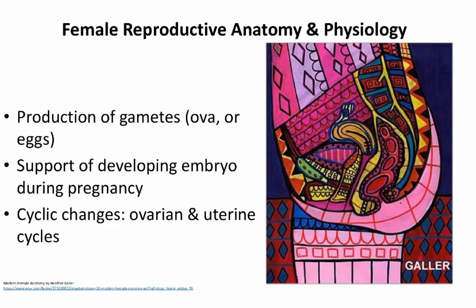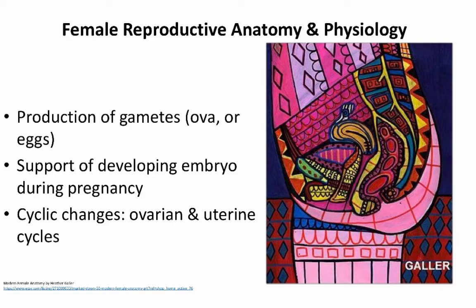All right, so part 3 of reproductive systems, female reproductive system. So, function: production of gametes, which are called eggs or ova. The singular for ova is ovum. And to support a developing embryo during pregnancy.